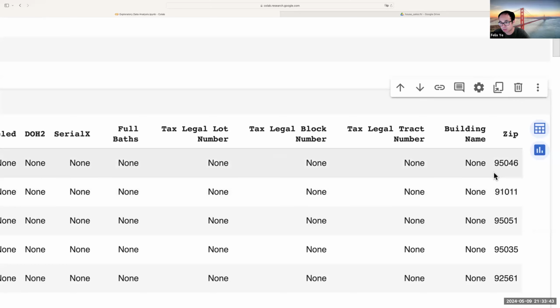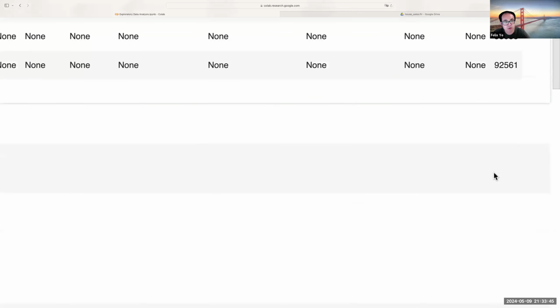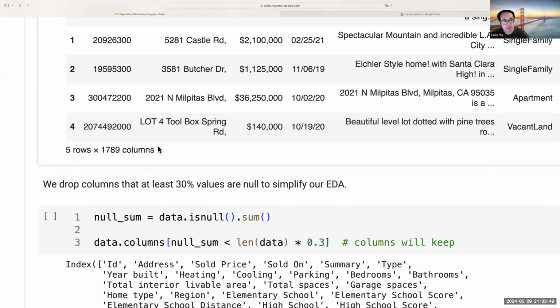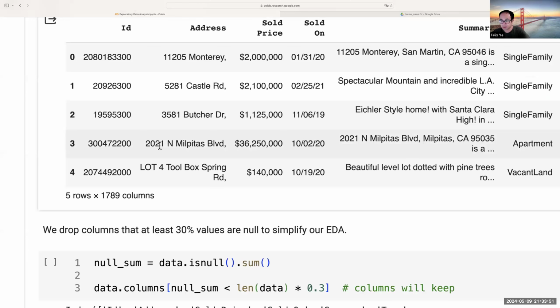At the end, we have a zip code, right? So in total, we can see right here, we have 5 rows, and the amount of features that we have is so many. That is 1,800 features. It cannot even list all of that. So this is way too much.